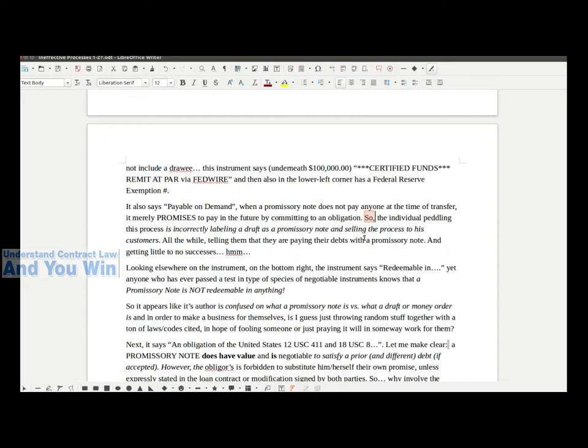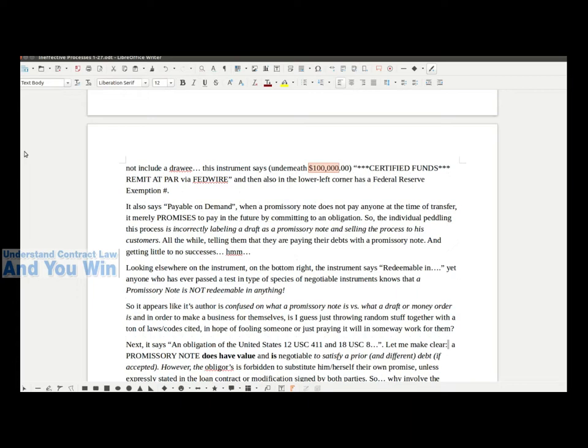But to create an instrument that says $100,000, and by calling it a promissory note, claim that immediately the person can get certified funds, that's like a draft or a money order or a check. That's not a promissory note. So whoever's creating this doesn't know whether they're creating a money order or a promissory note, or they're creating a draft money order and calling it a promissory note. The promissory note is paid over the course of time or at some future date. Who writes a promissory note to someone and says payable at any time on demand, including right now? That doesn't really make any sense, right?